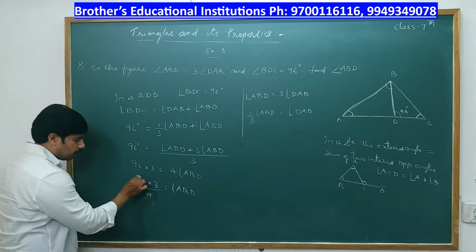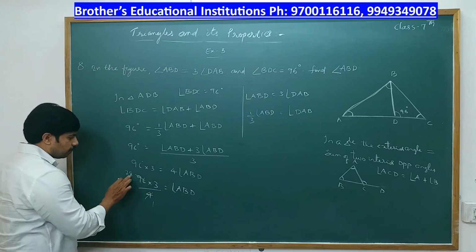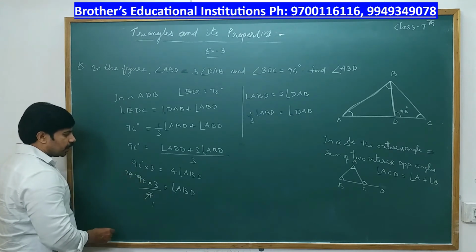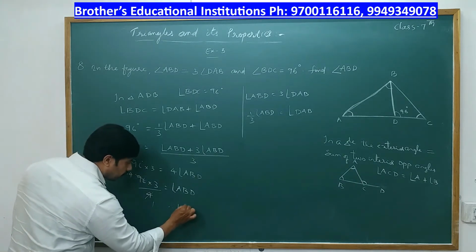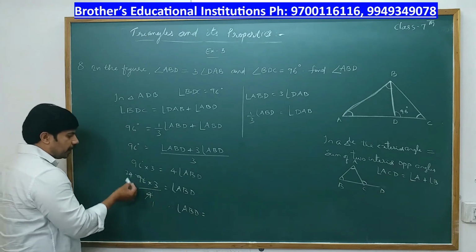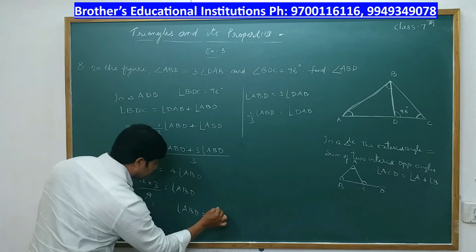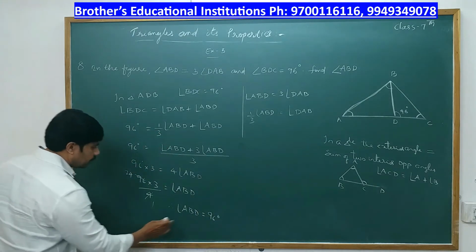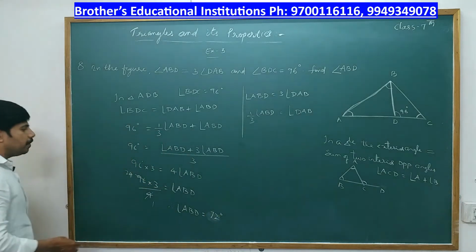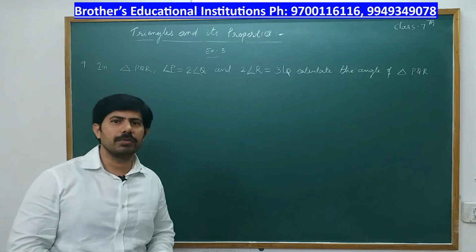Just simplify this one by cancellation. 4 twos are 8, remainder 1, 4 fours are 16. So 96 divided by 4 is 24. Therefore, angle ABD is 24 into 3, which comes to 72 degrees. So angle ABD is 72 degrees. It is completed. Next problem.